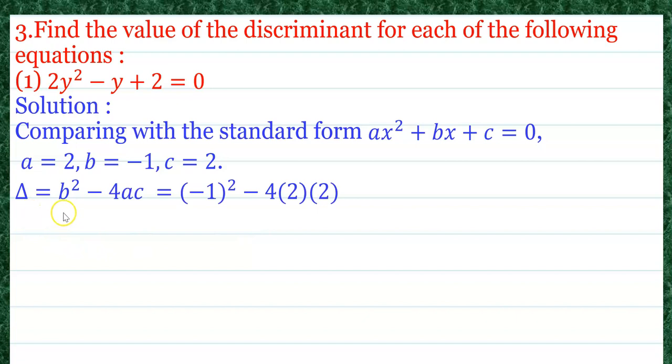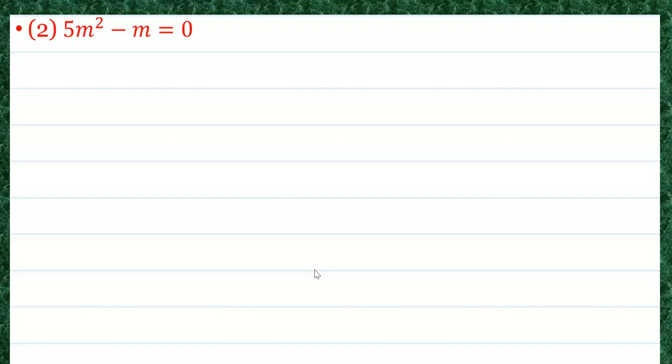b square minus 4ac, b ची value किती आहे? minus 1 चा square, minus 4 into, what is the value of a is 2 and c is also 2, that is minus 1 square is 1, and here that is 4 into 2, 8, 8 into 2, 16, minus 15, discriminant is minus 15. Okay. Next, question number 2.